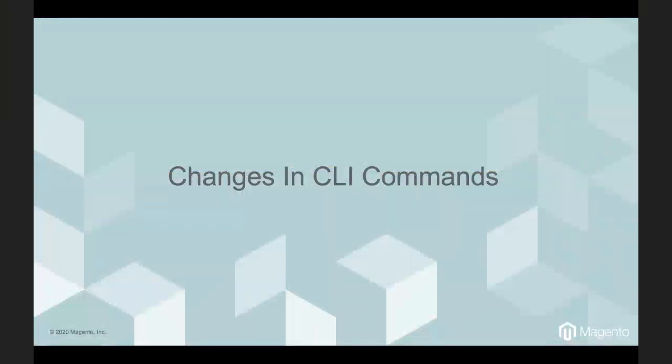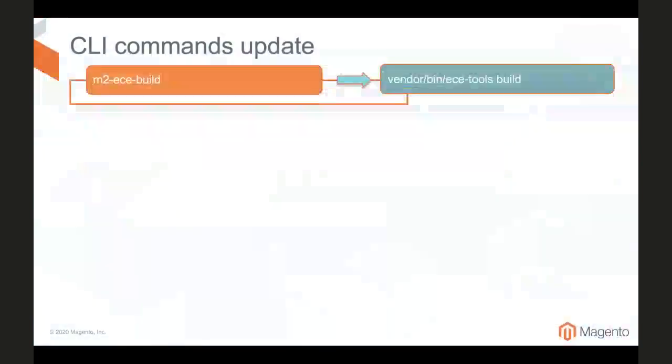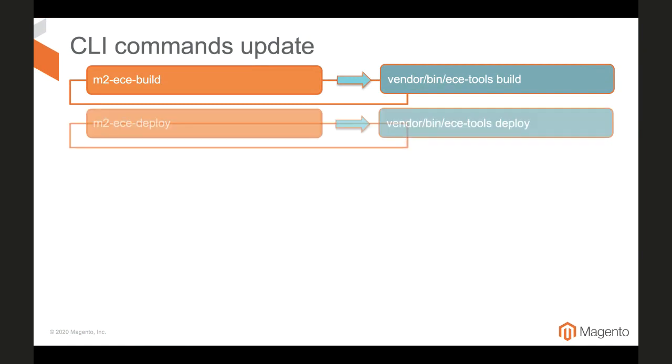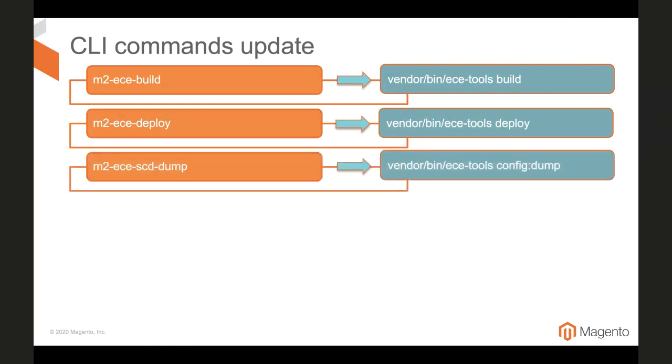There are a few more changes in our CLI commands. We've also removed some of them because of duplication. Actually, we removed aliases. M2 ECE build is the same as ECE-Tools build. M2 ECE deploy is the same as ECE-Tools deploy. We also removed M2 ECE SCD dump. You need to use config dump instead.